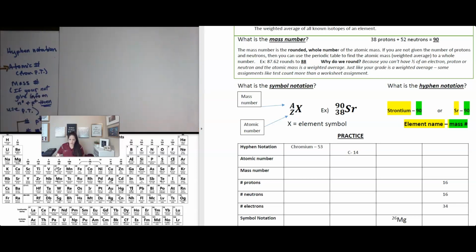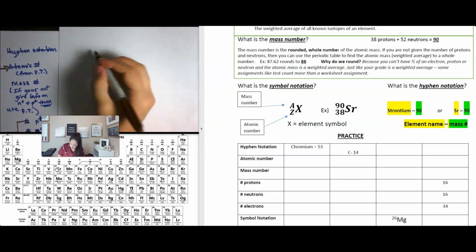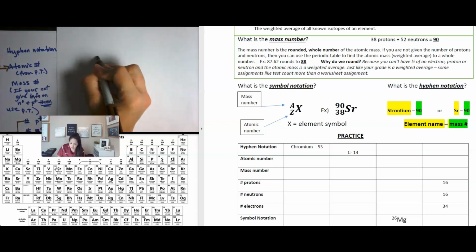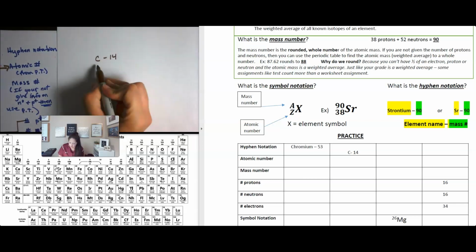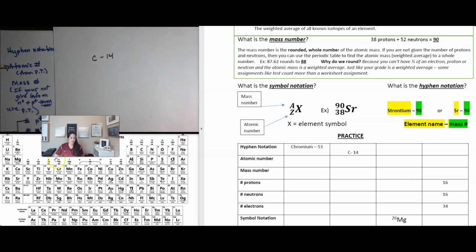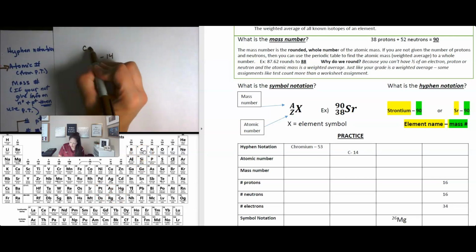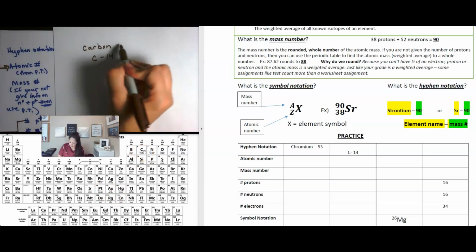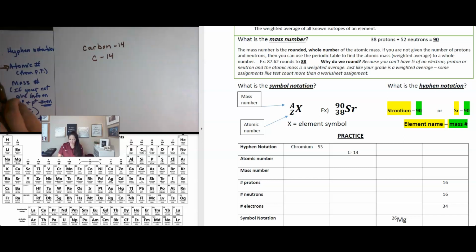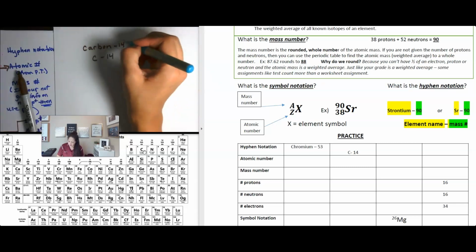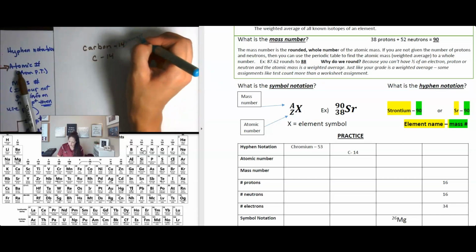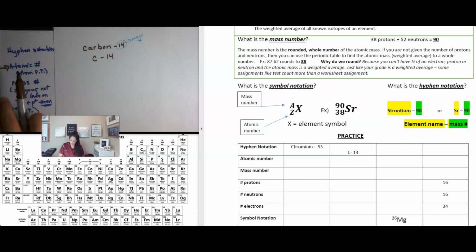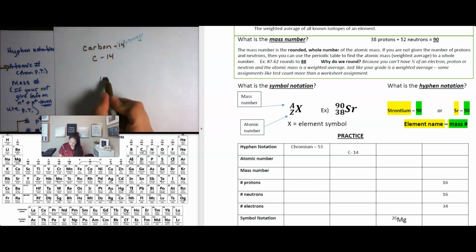So, we don't know what our hyphen notation is with the element, but it does give us C-14. So we go to our periodic table, and we look for C. Oh, here it is, carbon. So the hyphen notation with the element name would be carbon-14. Again, this number is your mass number, so I can go ahead and come down here and write 14.